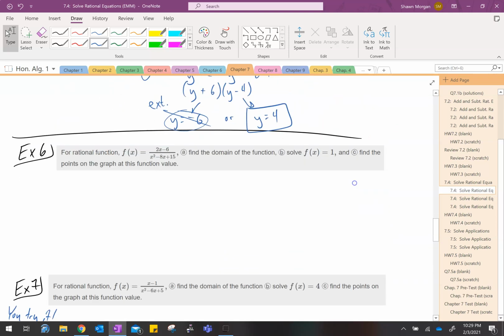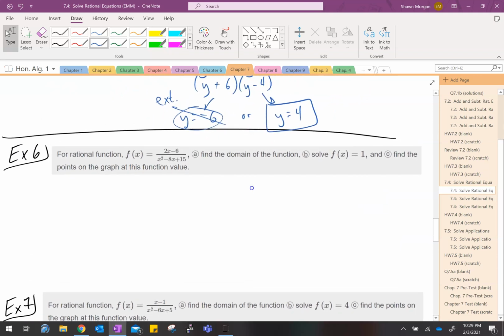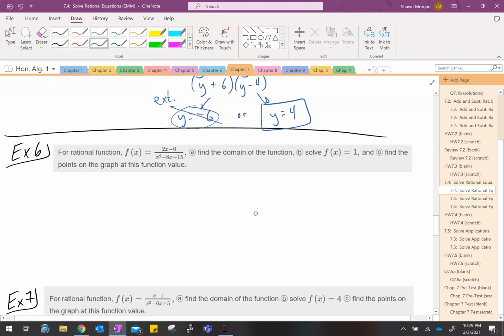Now, we start shifting gears a little bit here, and it says, now consider that you've got a rational function. It says, find the domain of this function. Remember that the domain is the set of x values, so we want to see, are there any x values that need to be excluded? In other words, look for the roots or the zeros of the denominator. And if there are any roots of the denominator, we say, okay, those are domain exclusions.